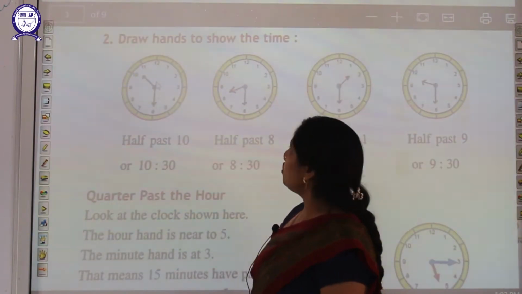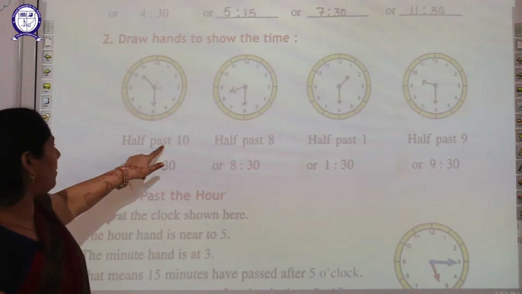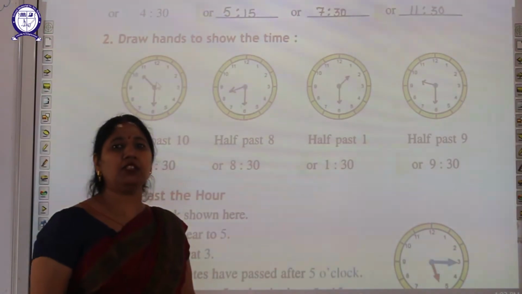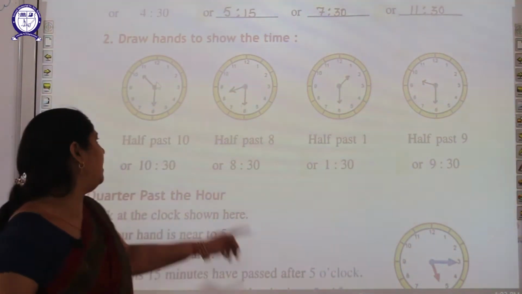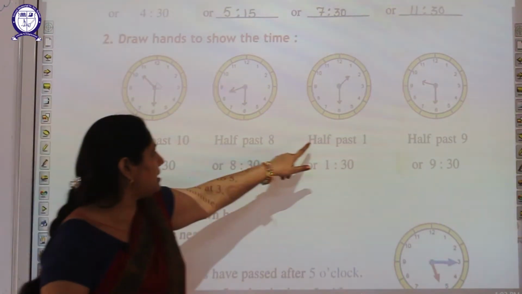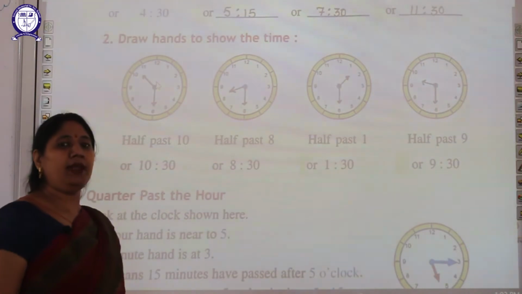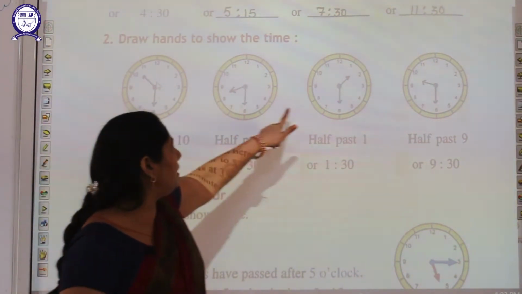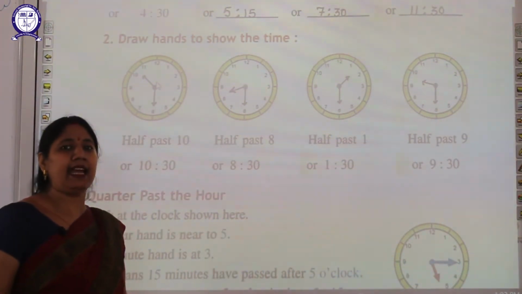Draw hands to show the time. So you have to draw hands, beta. Half past 10 or 10:30. When we have given the half past, the longer hand is at 6, halfway. So in half past, the common thing is the minute hand, or the longer hand, is at 6. In each case we have to draw the longer hand at 6.